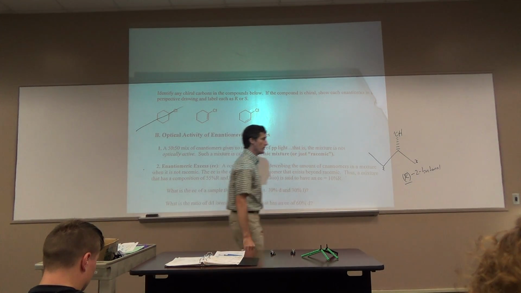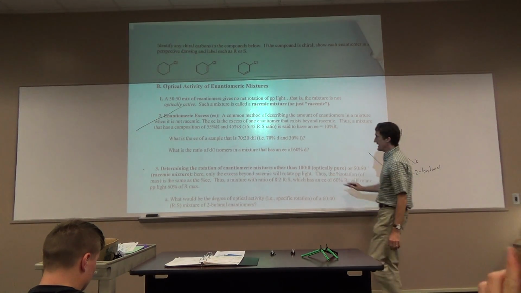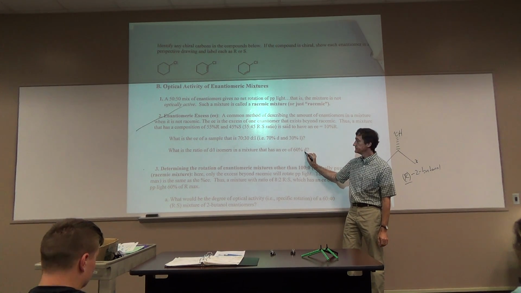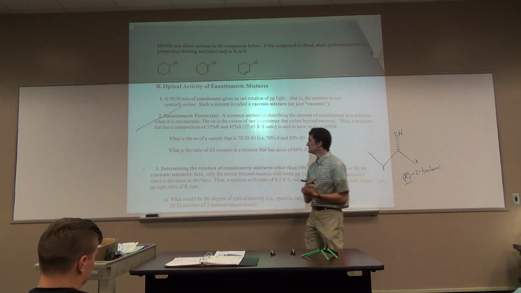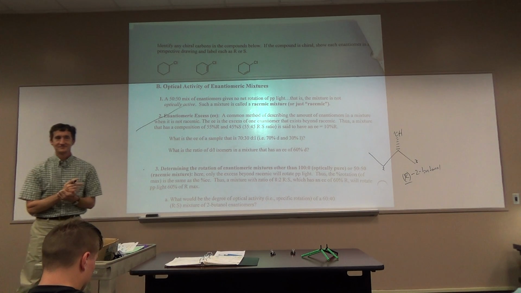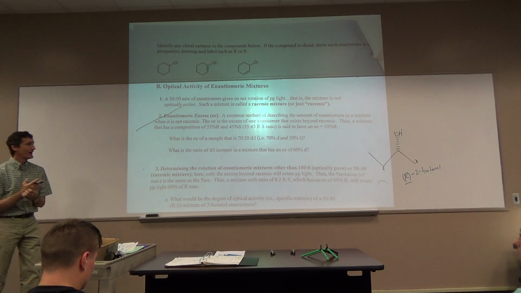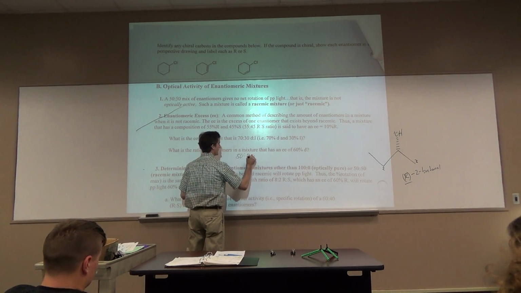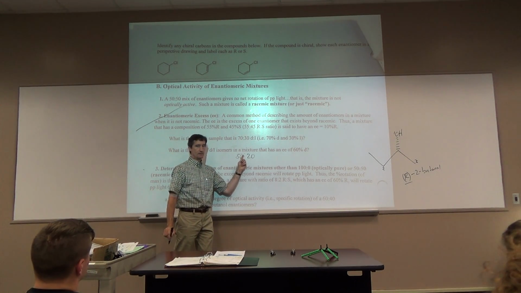Let's see if we can go the other way. A mixture is said to have an EE of 60% D. What is the ratio of the two? 80-20. Speedy Gonzalez got it. It'd be 80 to 20, because you want to set up a ratio that has a difference of 60.